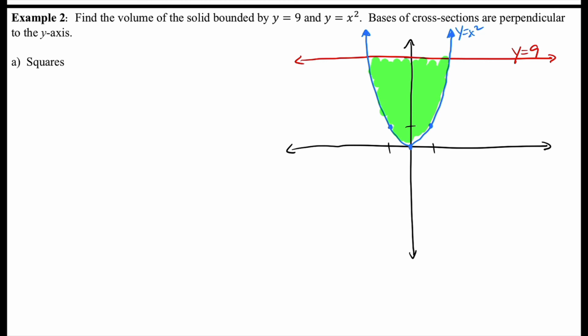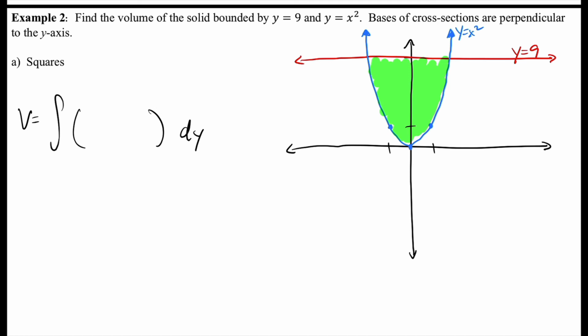So it says the first one, cross sections are perpendicular to y. So we have squares this time. So each square is going to be perpendicular to y, means they're going to go this way. So if it's perpendicular to y, that means it's a dy problem, right? It's a dy problem. Okay. Dy.